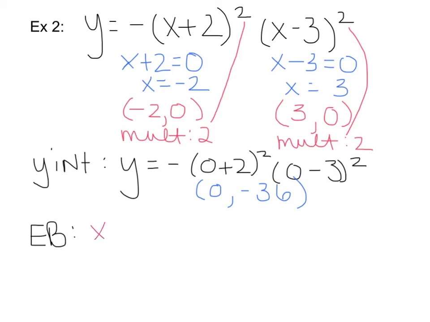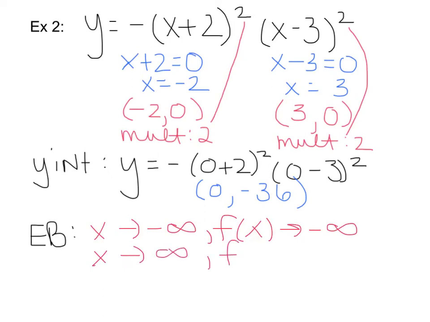So as x goes to negative infinity, f of x goes to negative infinity. And as x goes to positive infinity, f of x goes to negative infinity. So on both sides, they're pointing down. So we're going to graph the zeros, the y-intercept, and the end behavior, and then we're going to sketch the graph.